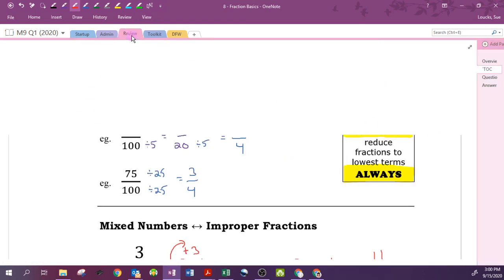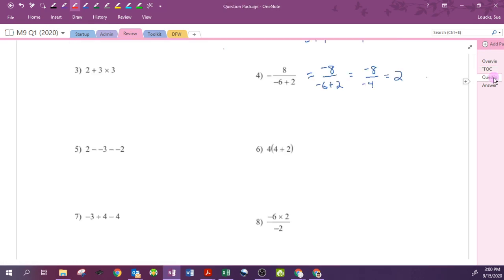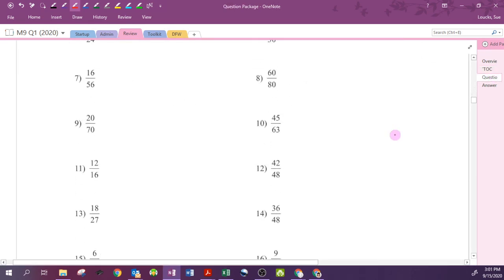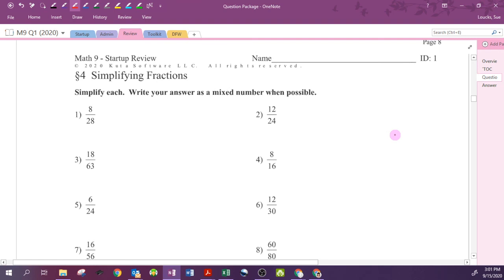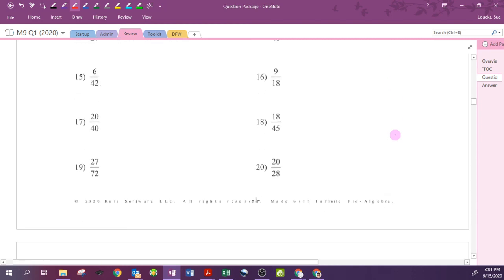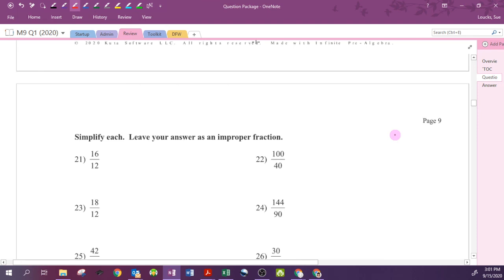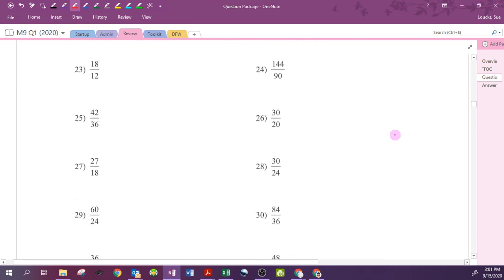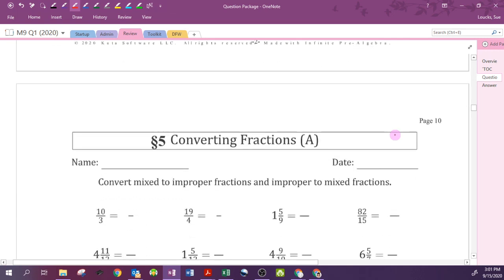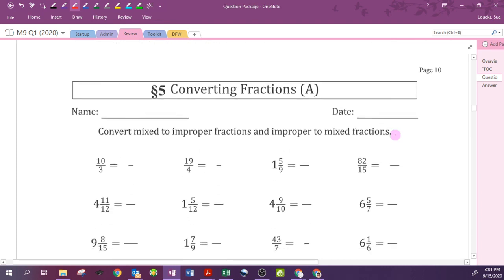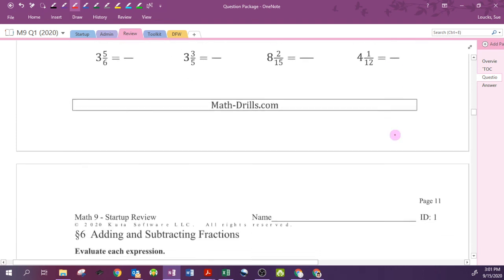Let's pop over to the review assignment. Okay, so on this page, you're just reducing fractions, and it says to leave it as a mixed number if that's appropriate, rather than simplifying it to an improper fraction, okay? And on the next page, this one asks you to leave it as an improper fraction, okay? And this one, you're converting from mixed to improper and improper to mixed, okay?